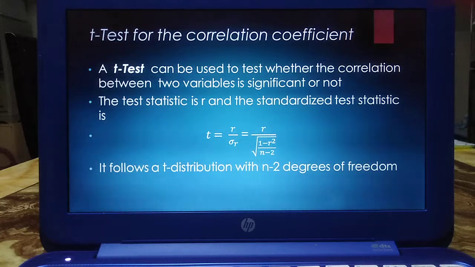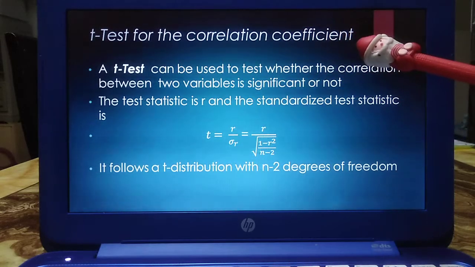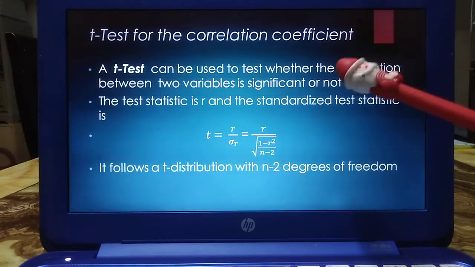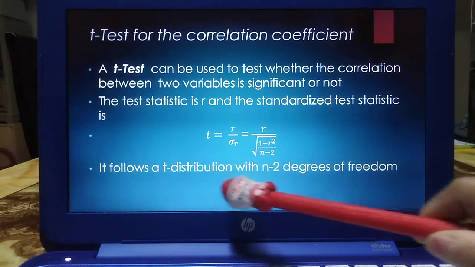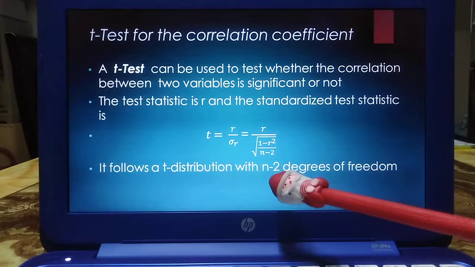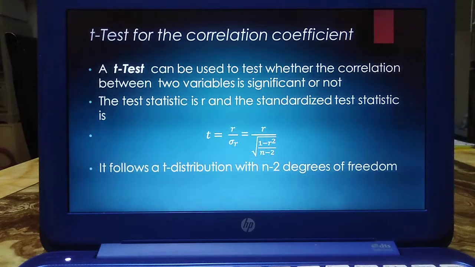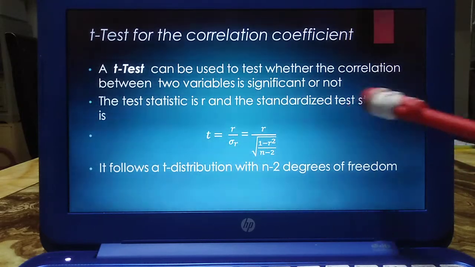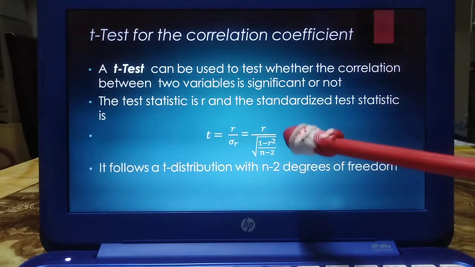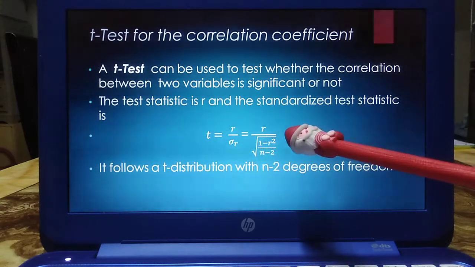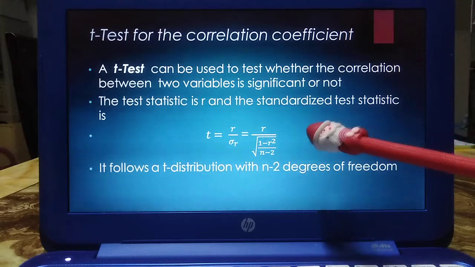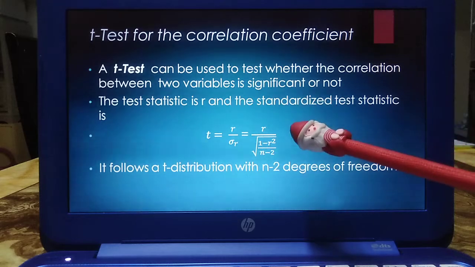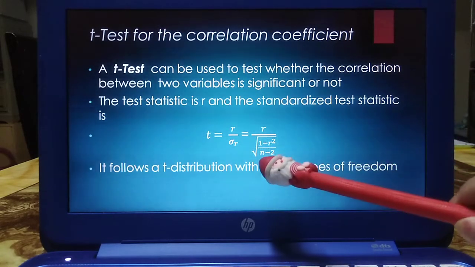So we will be using a t-test for the correlation coefficient. Unlike last meeting, where it was a z-test, now we will be using a t-test wherein we are going to use a t-distribution with n minus 2 as degrees of freedom. The test statistic is R, and the standardized test statistic is this formula: the correlation over the square root of 1 minus the square of the correlation coefficient over n minus 2. R is the correlation coefficient. N is the number of data that we have collected.